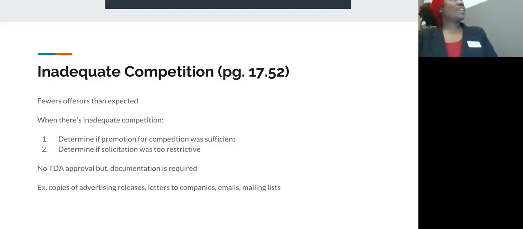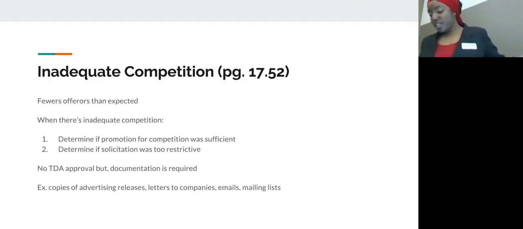Nevertheless, with inadequate competition on page 1752, let's say you do have fewer offers than expected, you want to make sure you're asking yourself certain questions like, okay, were the specifications too restrictive? Was there limited public advertisement? Was the timeline appropriate to make sure you had enough offers able to respond to your advertisement? Just look at certain factors before going along with this method.